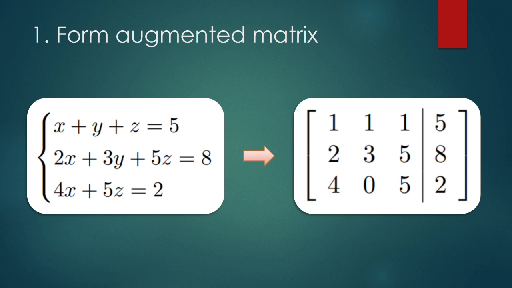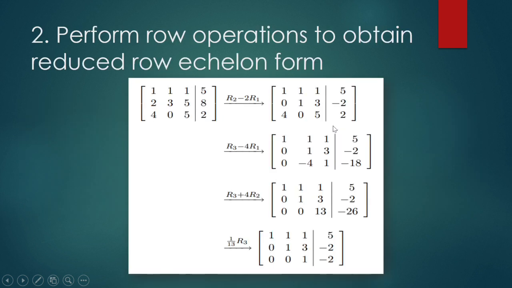So when we are given an equation like this, we need to form the augmented matrix first. So by forming the augmented matrix, we'll get the matrix in this form. And second, we need to perform row operations to obtain reduced row echelon form.